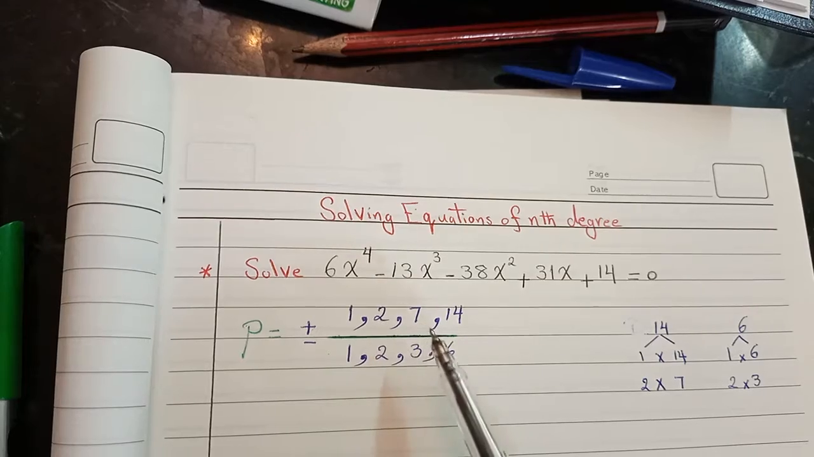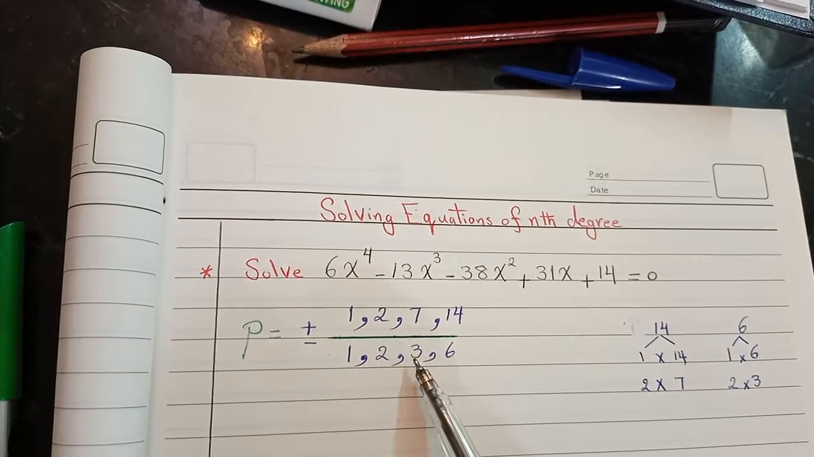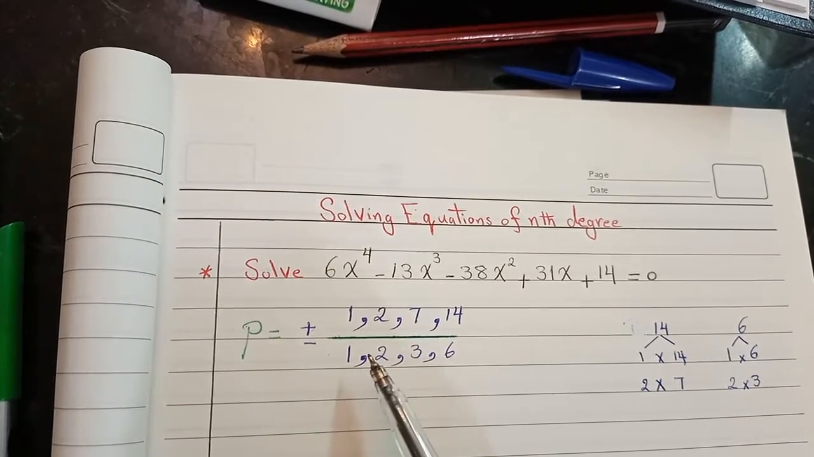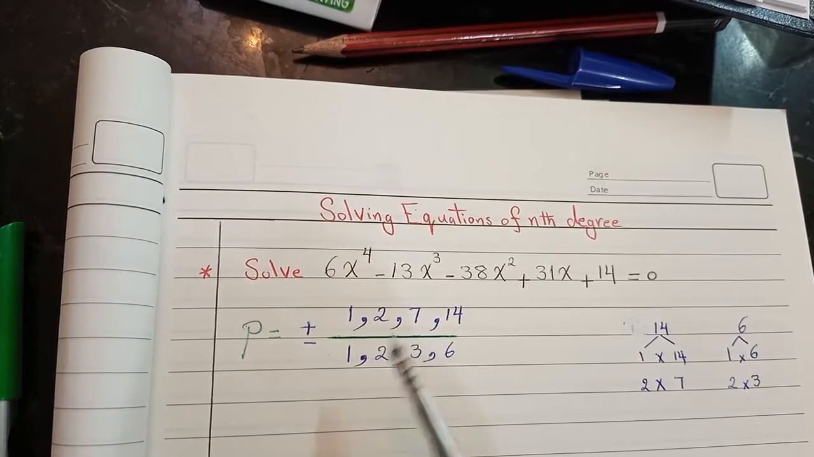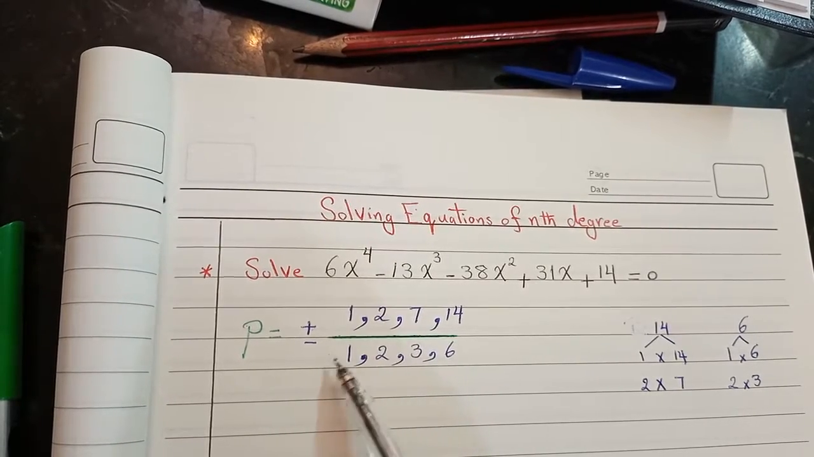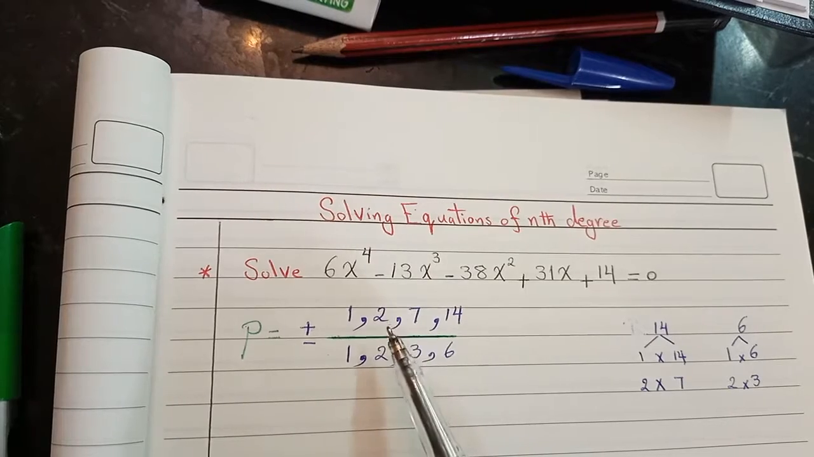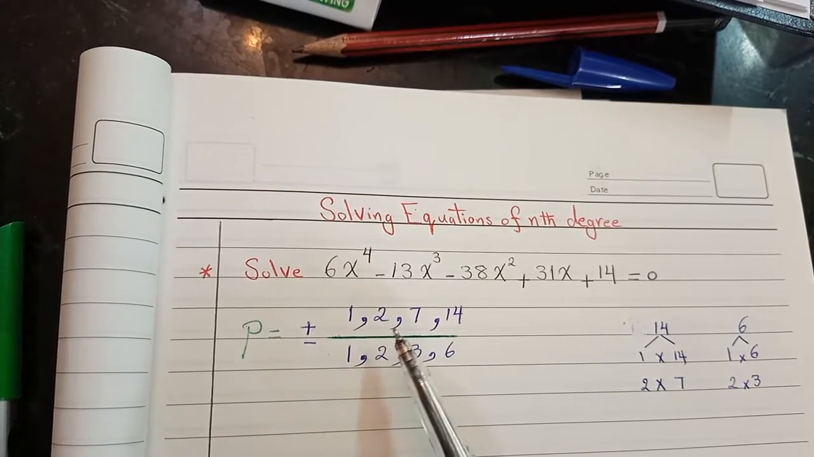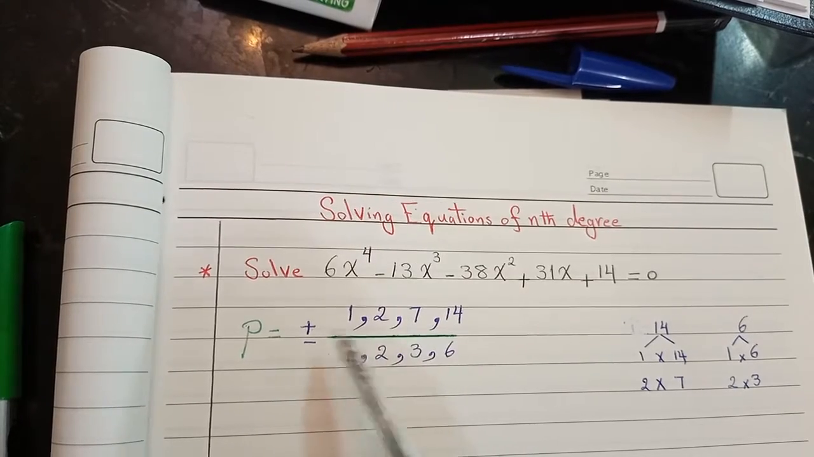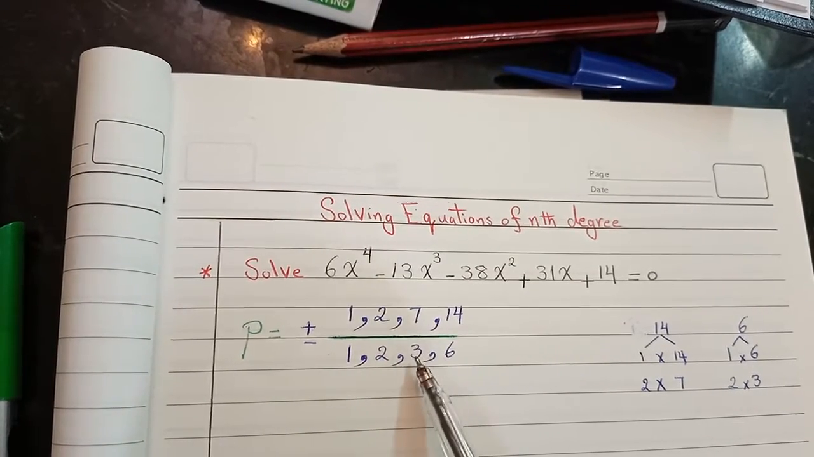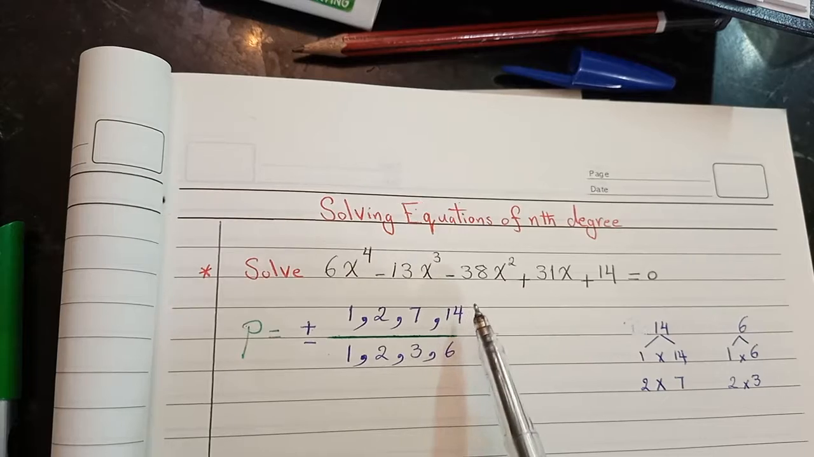Positive 2 over 3, 2/3 is a possible solution. I didn't say 2 over 2. 2 over 2 is 1, and 2 over 1 is 2. So these are whole numbers we already have tried. So 2/3 and negative 2/3 are possible solutions.